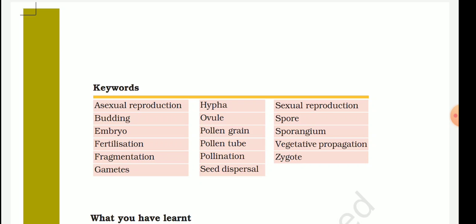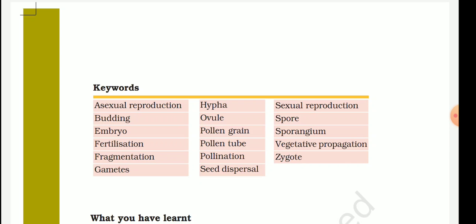Next is fragmentation, another type of asexual reproduction. It occurs in algae, for example Spirogyra. I told you that the organism breaks into fragments and then each fragment grows into a new individual. Gametes, you know, are the male and female parts which get fused to form a zygote. The male gamete is the pollen grain and the female gamete is the ovum or egg.